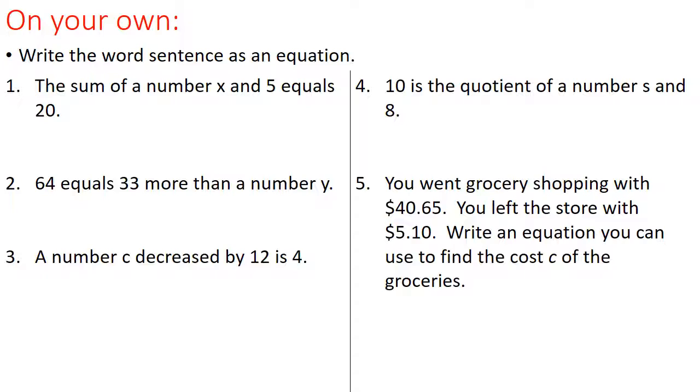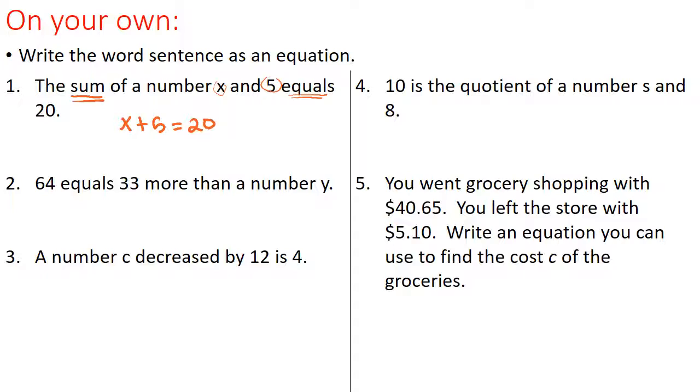So we are going to write the word sentence as an equation. The sum of a number x and 5 is equal to 20. So since we're talking about the sum, we're going to be adding, we're adding x and 5, and that should be equal to the number 20. So x plus 5 is going to be equal to 20.